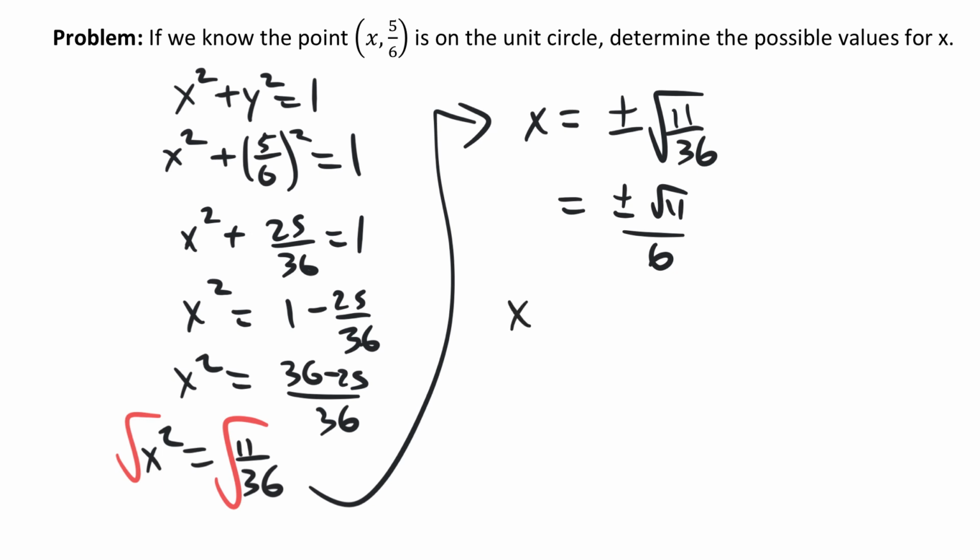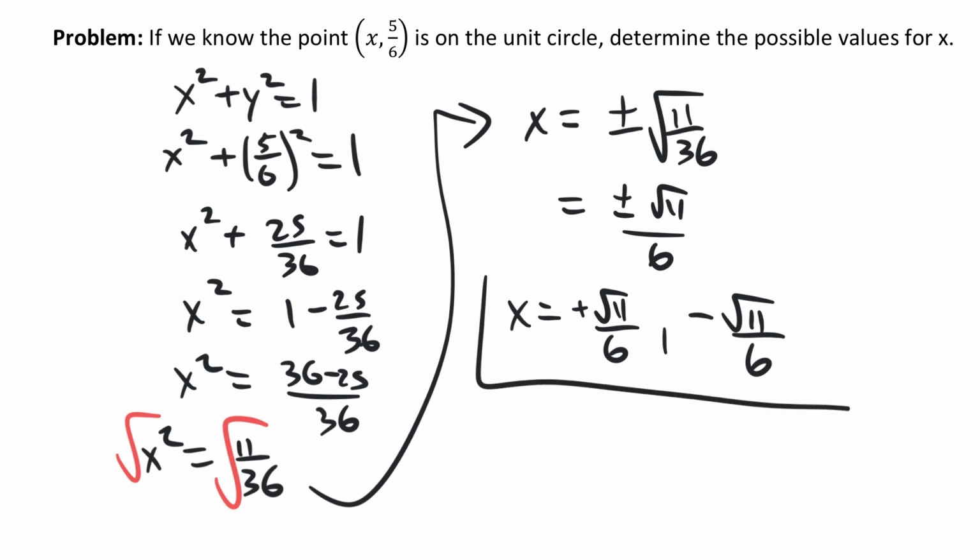So we have two options. x equals positive root 11 over 6, and x equals negative root 11 over 6. And we want to make sure that we state both of these answers because it says determine the possible values. Look at that. Sometimes in math we have multiple solutions. This is one of those situations, and we want to make sure we list both answers.